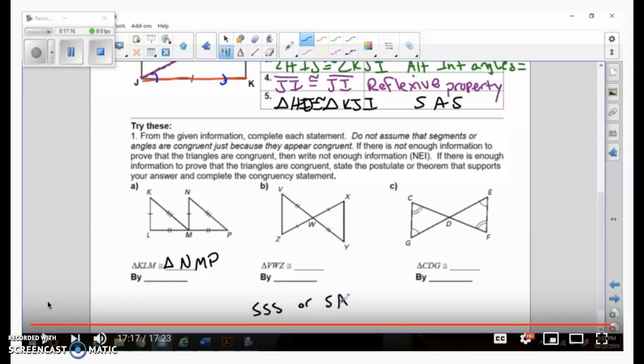So then we're going to ask ourselves, is it side, side, side, or side, angle, side? And that should be relatively simple because we do not know the angle. So, what do you think it is? Side, side, side, or side, angle, side?